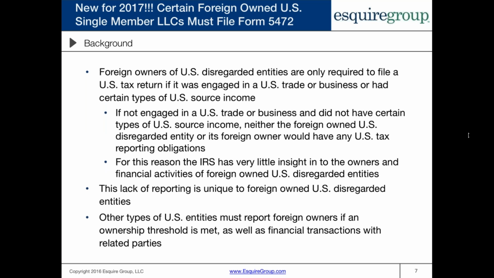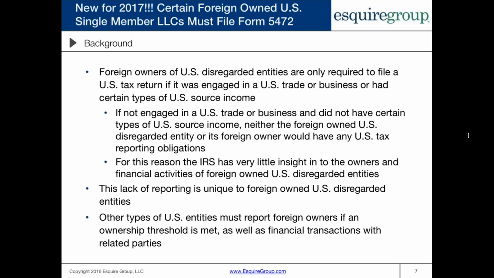Now, contrary to that, foreign owners of U.S. disregarded entities are only required to file U.S. tax returns if they were engaged in a U.S. trade or business or had certain types of U.S. source income. So if the U.S. disregarded entity was owned by a foreigner and was not engaged in a U.S. trade or business or did not have certain types of U.S. source income, neither the foreign owner nor the U.S. LLC itself would have any tax reporting obligations in the U.S.